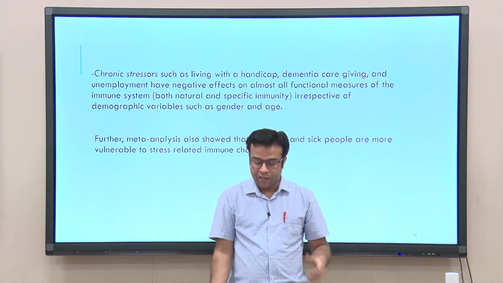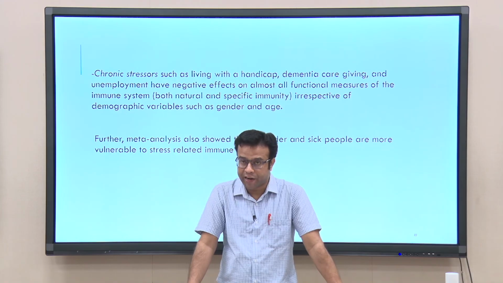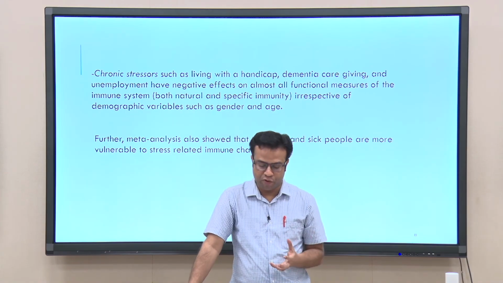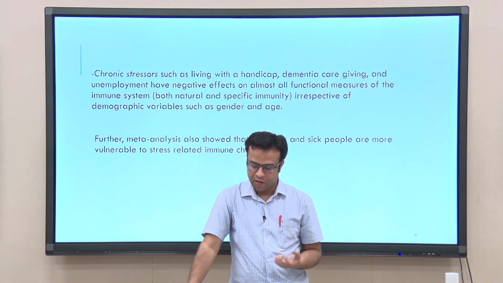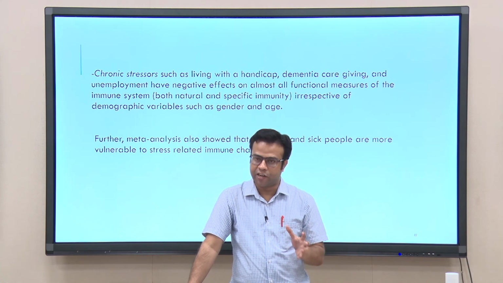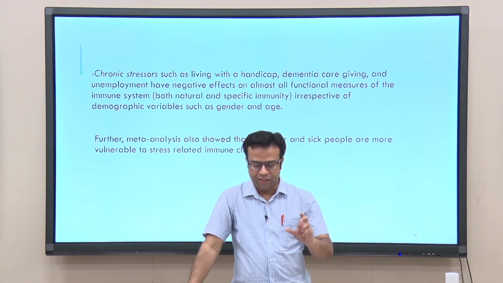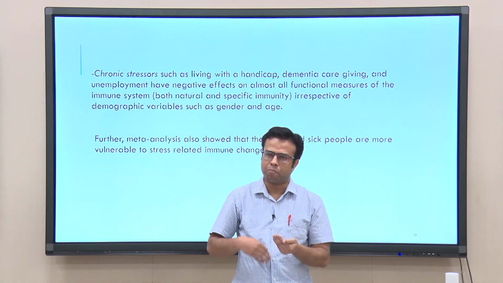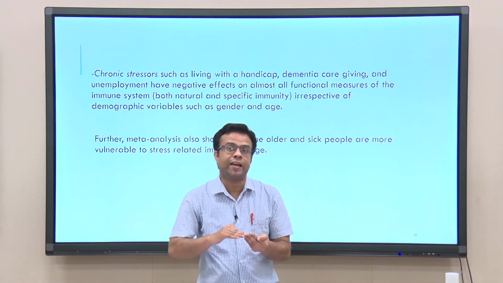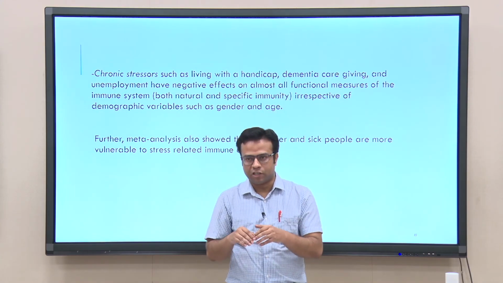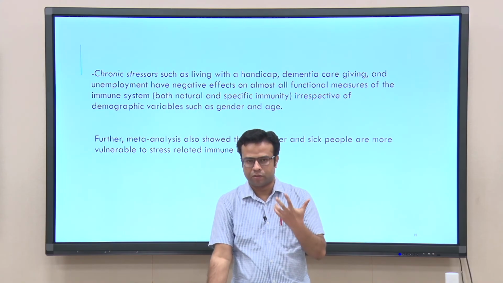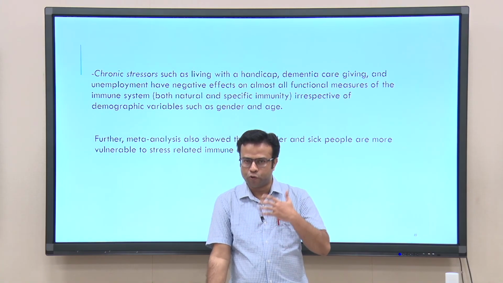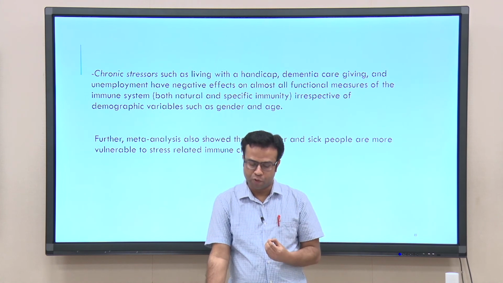And they found that chronic stressors such as living with a handicap, dementia caregiving, and unemployment have negative effects on almost all measures of immune functions, both natural and specific immunity, irrespective of demographic variables such as age, gender, etc. So this is the category which is most damaging to our immune system. Chronic stress: for months and years you are experiencing stress and you don't see an end to it. Such stressful circumstances mostly have a negative impact on our immune system.